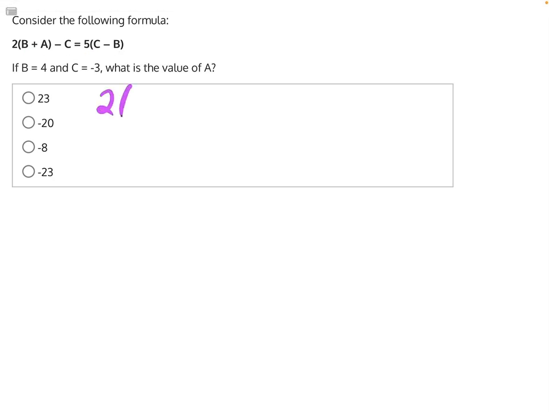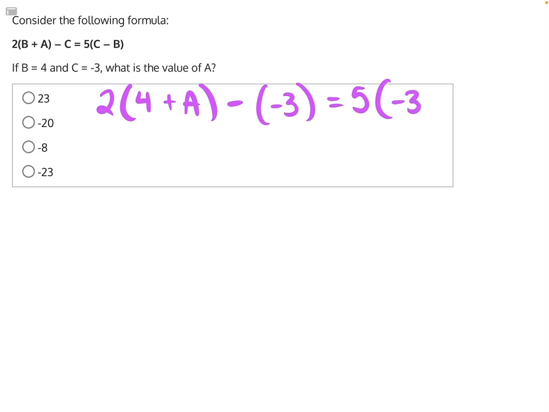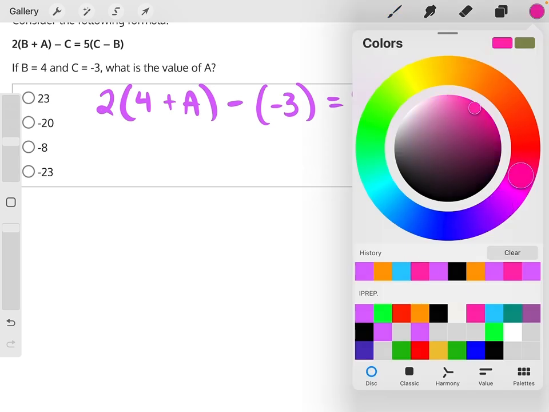We have 2 times b, which is 4, plus a, our unknown variable, minus c, which we know is negative 3, is equal to 5 times c, which we know is negative 3, minus b, which is 4. And now we can start to simplify.